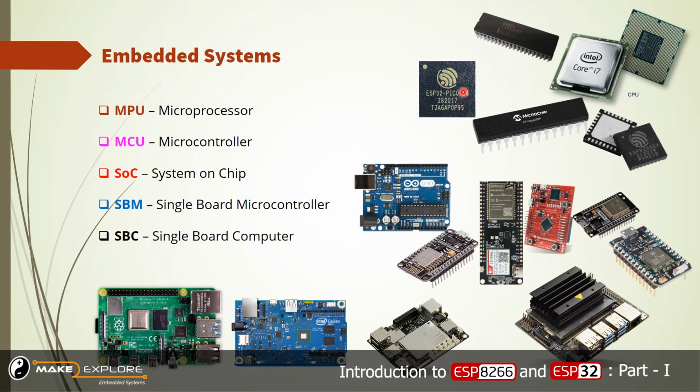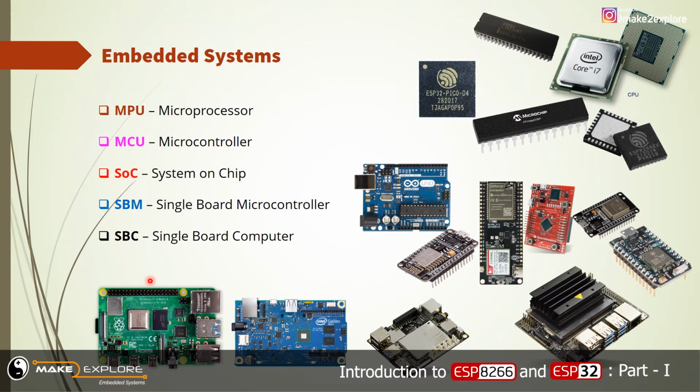You can see these are microprocessors like Intel, and these are microcontroller chips like AVR. ESP32 is actually a SoC, system on chip. SBM are single board microcontrollers like Arduino, and you can find single board computers like Raspberry Pi, Jetson Nano, Latte Panda, and Intel Galileo, etc.